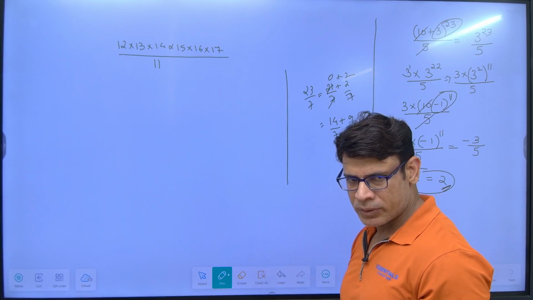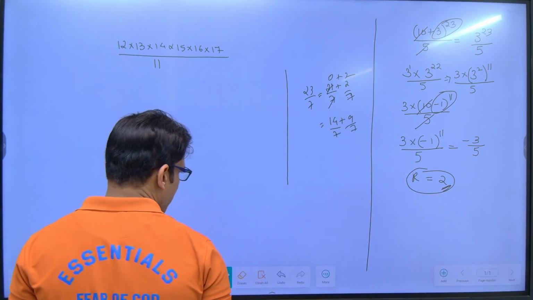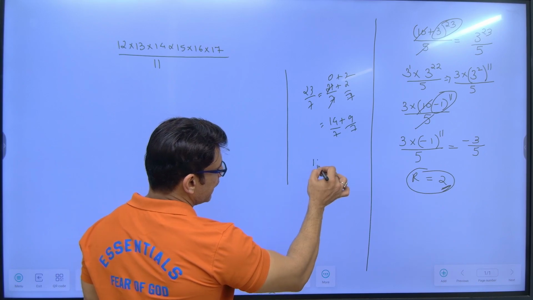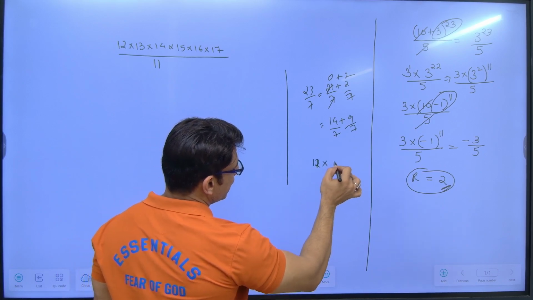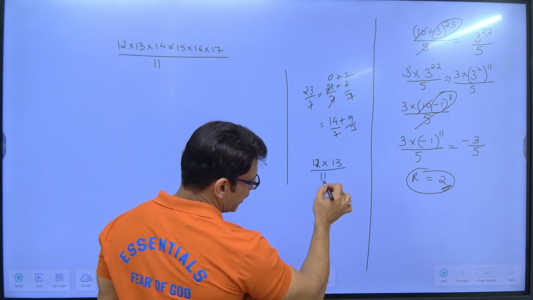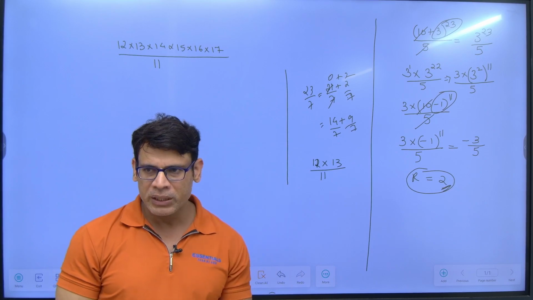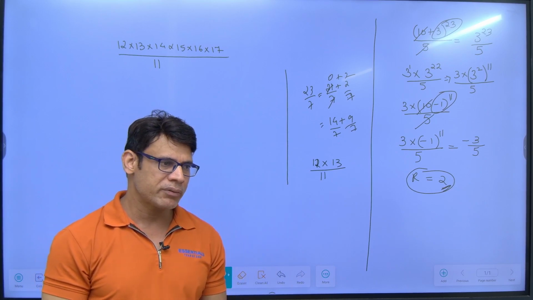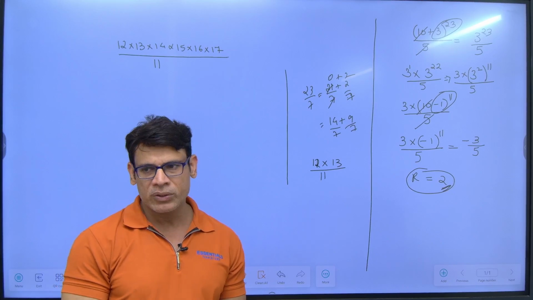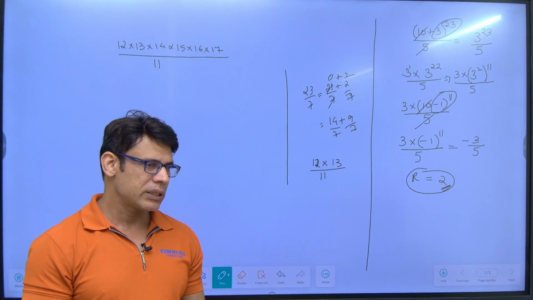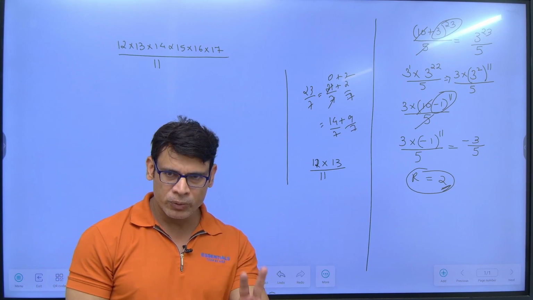Same logic follows. For example, if I ask you 12 into 13, when divided by 11, what is the remainder? This is a smaller number, so you can multiply. 12 into 13 is 156. 156 divided by 11: 11 ones are 11, 4 6, 11 4s are 44, remainder is 2. Remainder 2 will come.